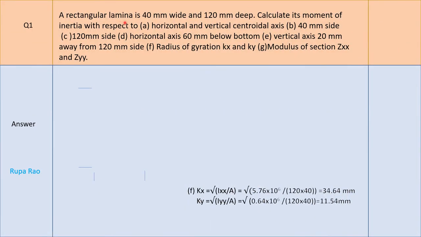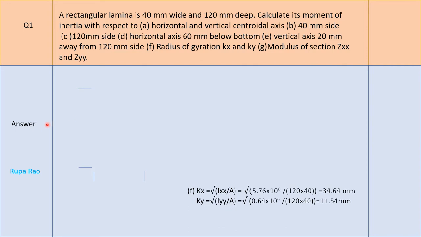A rectangular lamina is 40 mm wide and 120 mm deep. Calculate its moment of inertia with respect to A, horizontal and vertical axis, B, 40 mm side, C, 120 mm side, D, horizontal axis 60 mm below bottom, E, vertical axis 20 mm away from 120 mm side, F, radius of gyration kx and ky, G, modulus of section zxx and zyy.